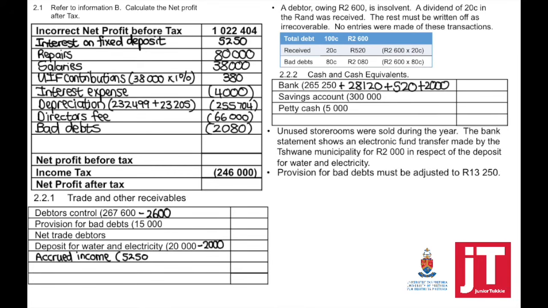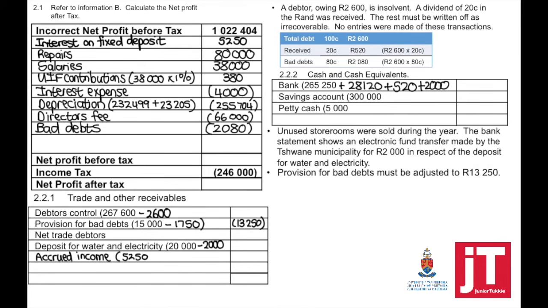In our next adjustment, provision for bad debts must be adjusted to 13,250. This goes to my trade and other receivables. We need to adjust it to 13,250. It must be shown in brackets. From the pre-adjustment trial balance, our provision for bad debts is 15,000. This means that we need to decrease the amount.